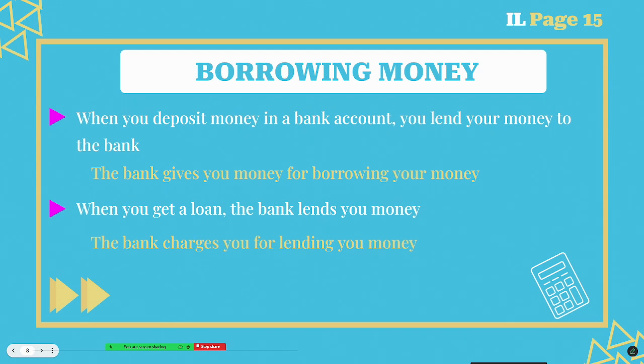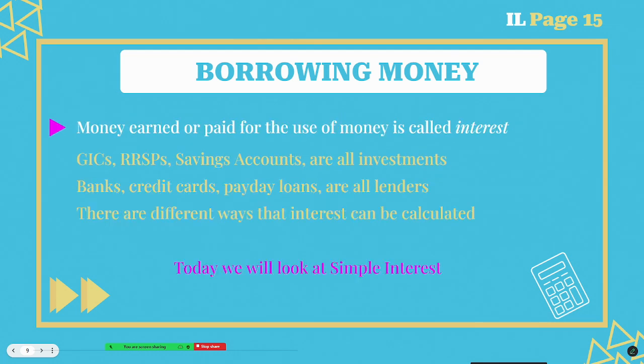Now, when you get a loan, you are getting money from the bank. So when you're depositing money, you're lending your money to the bank. When you get a loan, the bank is lending money to you, which means that the bank is going to charge you for lending you money. When you're depositing, you're getting money for the bank borrowing it. When you're borrowing, the bank charges you money. We want to keep these terms in mind as we go through this lesson and the next couple of lessons.